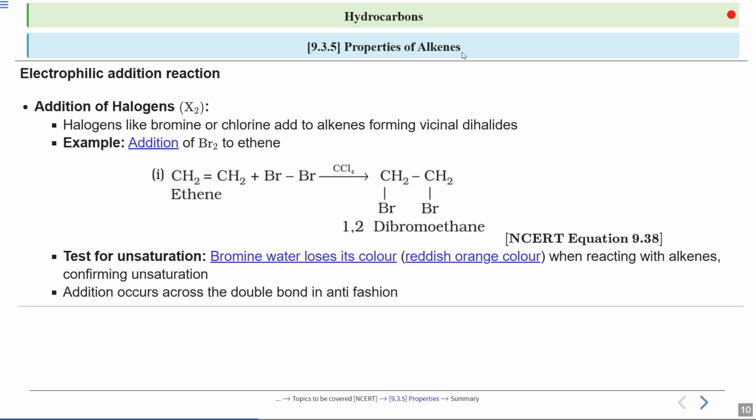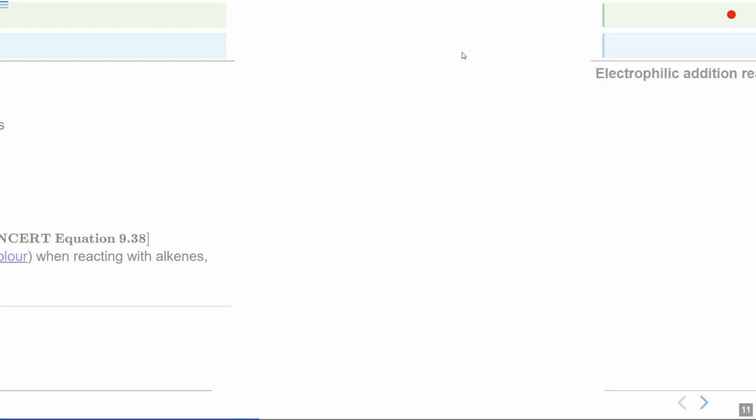Now, addition occurs across the double bond in anti-fashion. Anti-fashion means they are added on the opposite faces of the double bond. If you consider ethene, suppose, so it is a planar molecule because each carbon is sp2 hybridized. Now, if it is a plane, it can have two sides. So basically, when two bromine atoms come, they are added on the opposite side. So if one is coming from the top, the other will come from below.